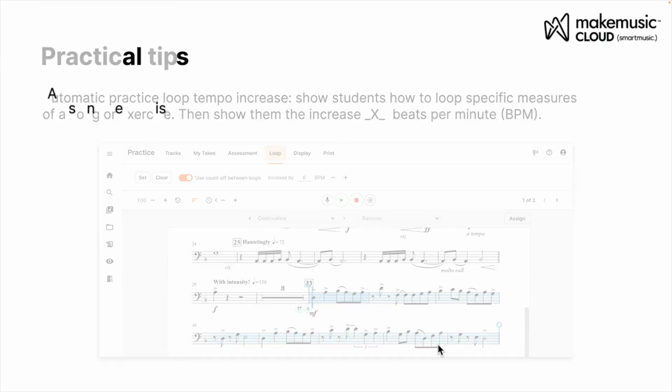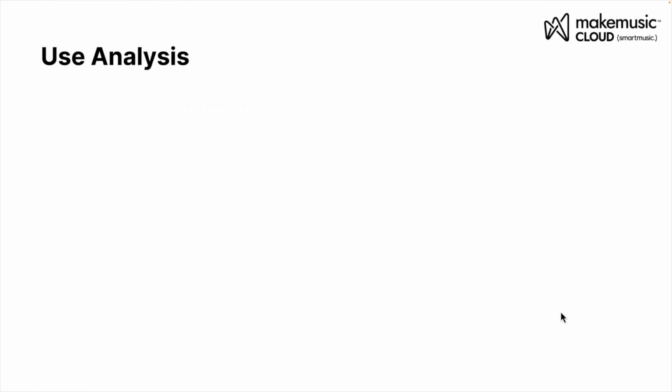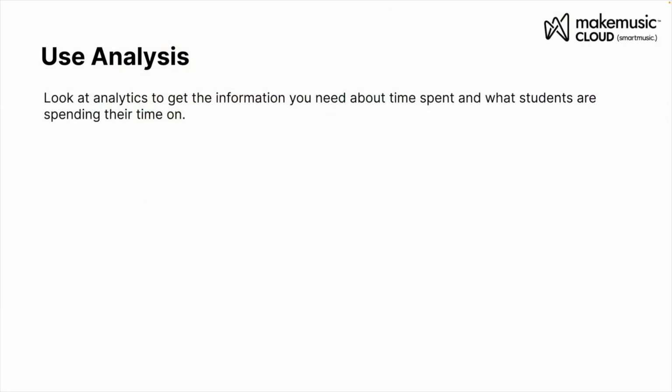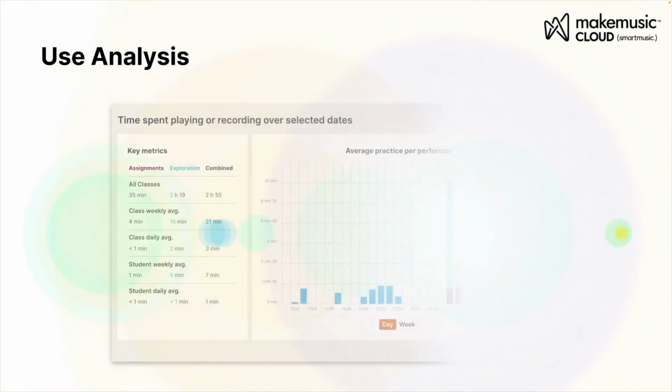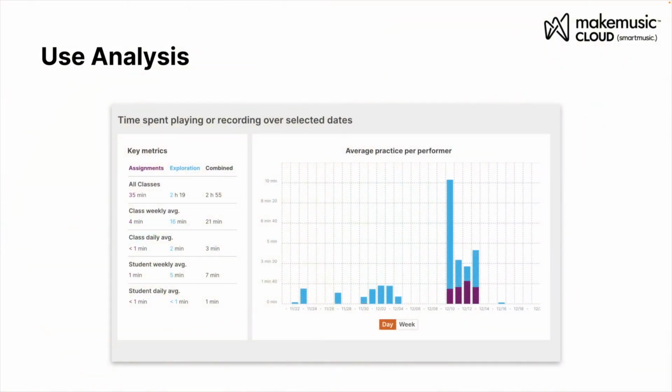Analysis. Look at analytics to get the information you need about time spent and what students are spending their time on. Here is an example of what analytics looks like. And you're looking at basically a table, and you'll see that the blue indicates that's exploration, and the purple's indicating that they worked on your assignment. I always talk to teachers and encourage them to be excited about exploration because it shows they're going beyond what you've assigned them.